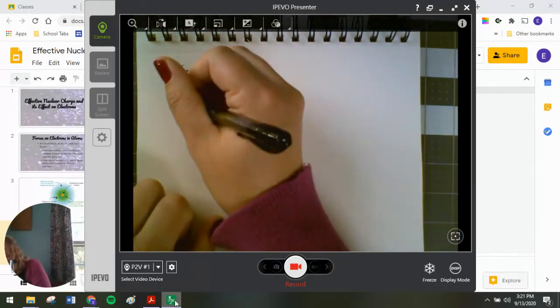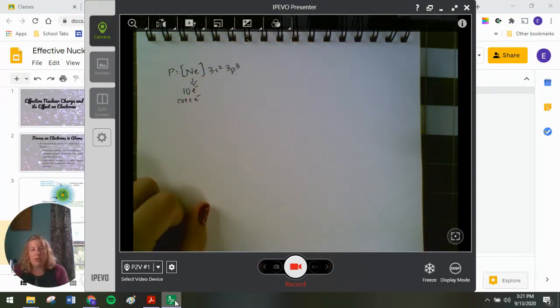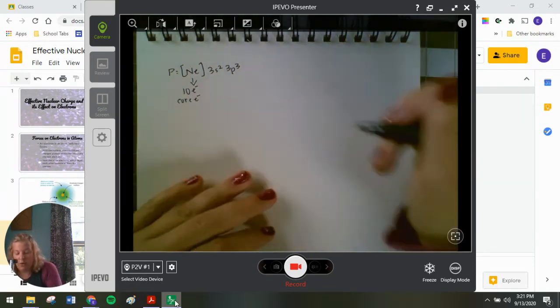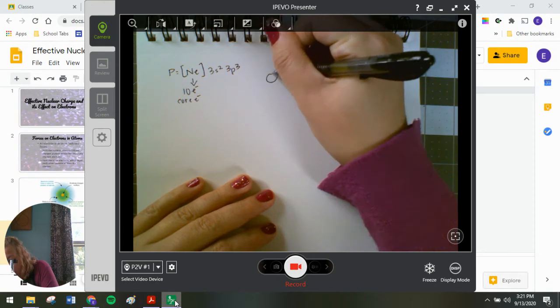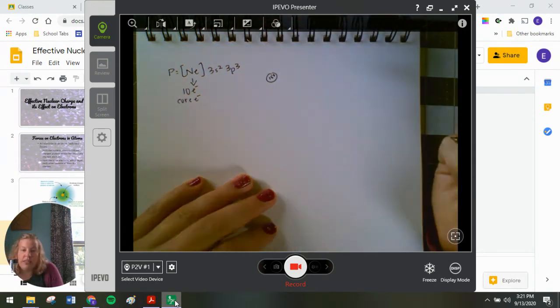These 10 electrons are our core electrons. And what I mean by core electrons is, if we talk about our shells, these are the electrons that are not in the outermost shell. This is a very crude drawing here, but phosphorus has 15 protons.